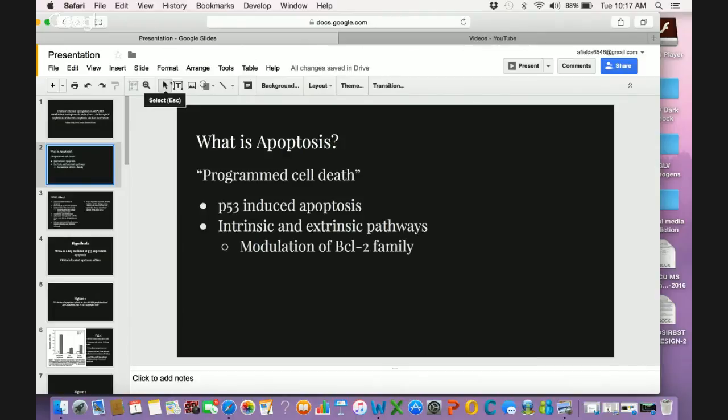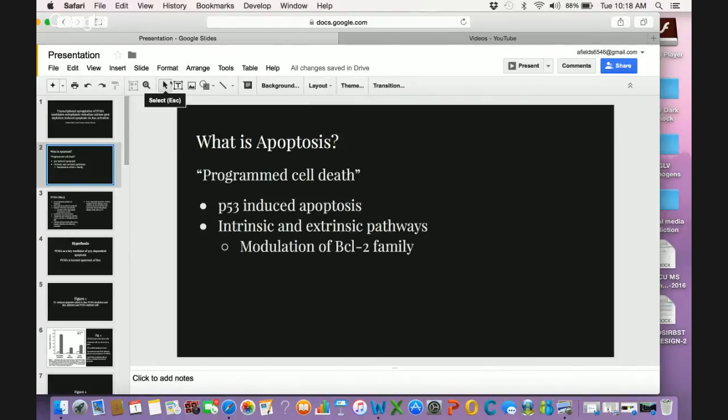Hello, I'm Shantara Stewart. First we're going to start off with apoptosis. That's programmed cell death. It is when cells are no longer needed and commit suicide by the activation of an intracellular death program, or a programmed cell death.